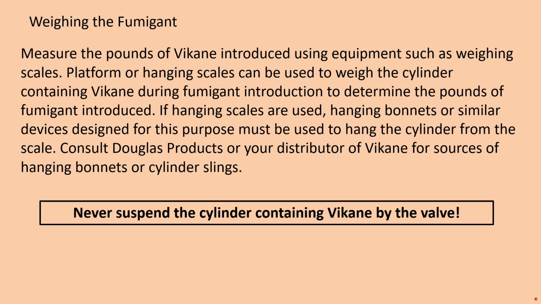Weighing the fumigant. Measure the pounds of Vikane introduced using equipment such as weighing scales. Platform or hanging scales can be used to weigh the cylinder containing Vikane during fumigant introduction to determine the pounds of fumigant introduced. If hanging scales are used, hanging bonnets or similar devices designed for this purpose must be used to hang the cylinder from the scale. Consult Douglas Products or your distributor of Vikane for sources of hanging bonnets or cylinder slings. Never suspend the cylinder containing Vikane by the valve.